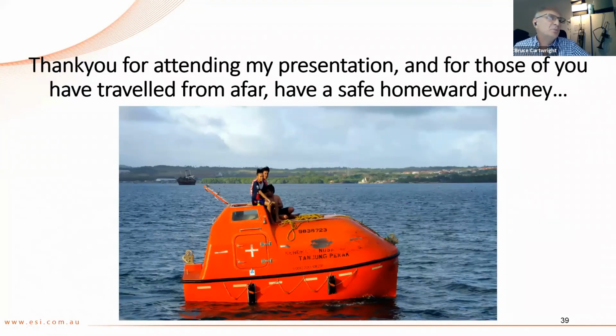And this boat doesn't experience much bending, but it was a boat that I saw when I was sailing in Indonesia last year. And look, I feel for you guys in Melbourne. I hope you're all doing okay. There's a lot of similarities there. Be safe. Thank you for listening to my presentation.